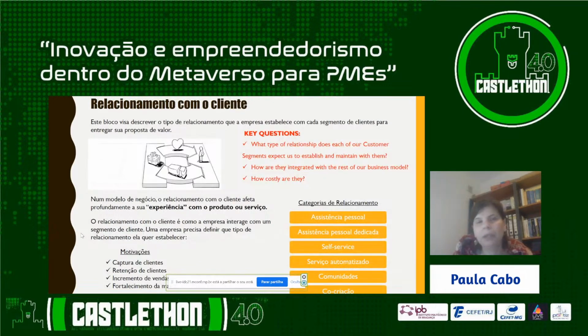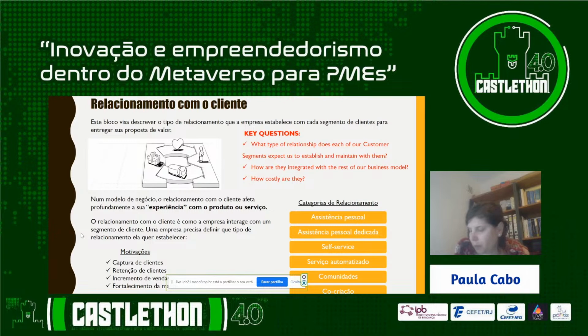Then how we can relate to the customers, what kind of relationship we have with them, how we can communicate with them, and what kind of interaction we have with them. We can have some services that are more automated. For example, if you think about vending machines, it's completely automated. We have a machine there, and we click the buttons, and there is no interaction between the client and the company.